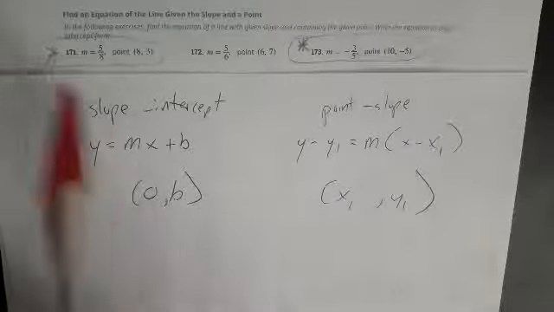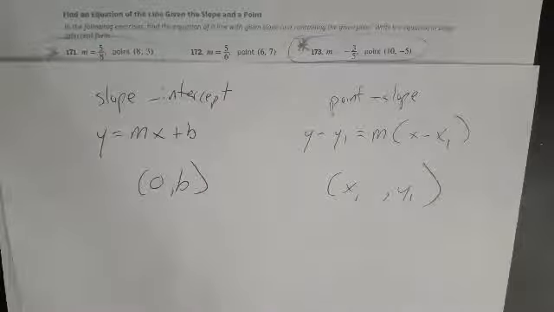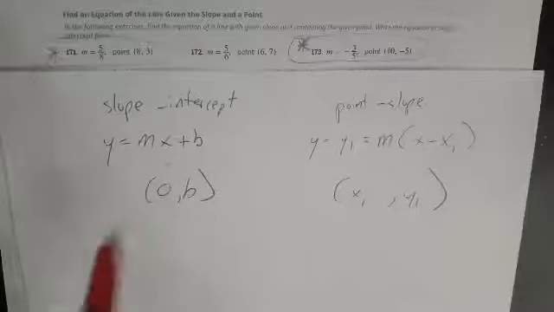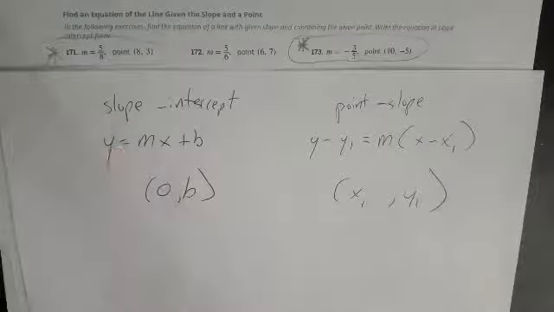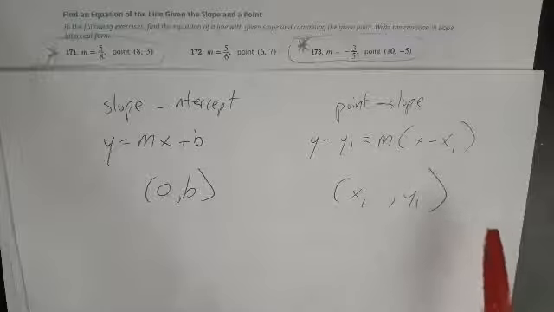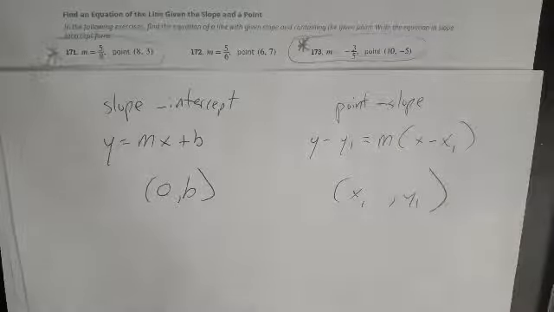So what are they giving you? They're giving you a slope and a point. Are you going to be able to plug that directly into this thing? No. So what are we going to have to use? Point slope. Yeah, this thing. And so we have a point, we have a slope.